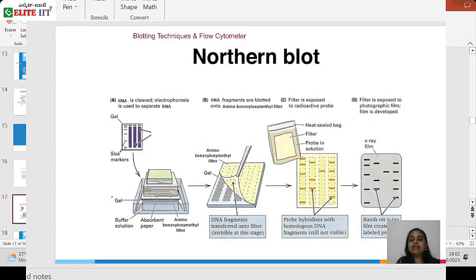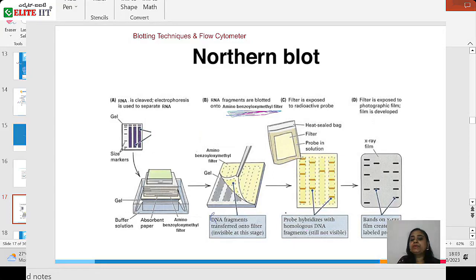What is the difference? You have to run RNA. One difference. Another is in most cases amino benzoyl oxymethyl filter paper is used. Nitrocellulose and nylon are also used, but this is mainly utilized for the RNA transfer from the gel. Here in this slide, DNA is given. It's not DNA, it's RNA.